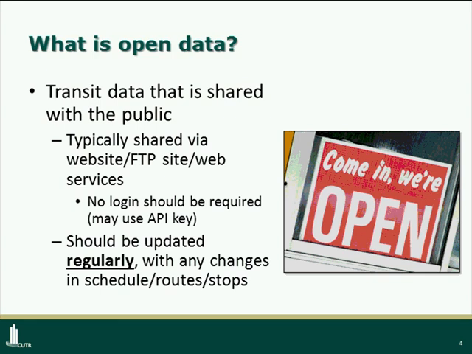And that open data should also be updated regularly by the agency with any changes in schedule, routes, or stops. So if there's a schedule change in service, it should be immediately reflected in that same data. Because if it's not, then the applications that are consuming that data are going to be showing information about routes or stops or schedules that don't actually exist in real life.